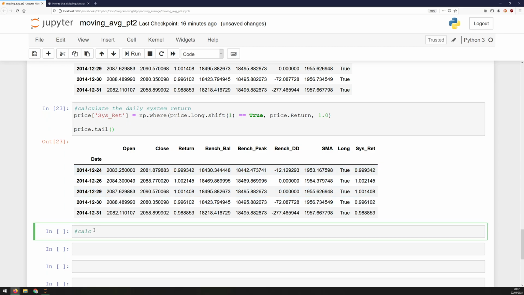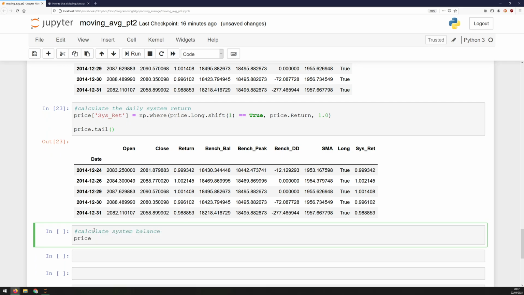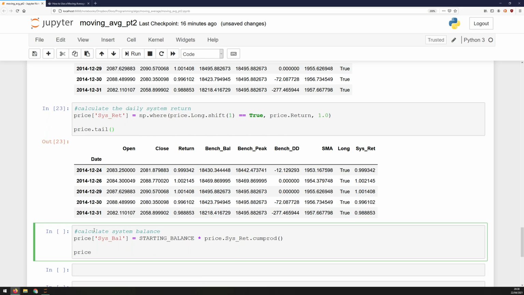So let's say calculate system balance. So I'll say price, and this column is going to be sys underscore bal. So just like bench underscore bal, and that one was calculated by taking my starting balance and multiplying it by the balance return, or the benchmark return. But in this case, I want my system return. So sysret, and remember, I needed the cumulative product of that. So again, let's say price.tail, and this is going to show me the last five entry points.